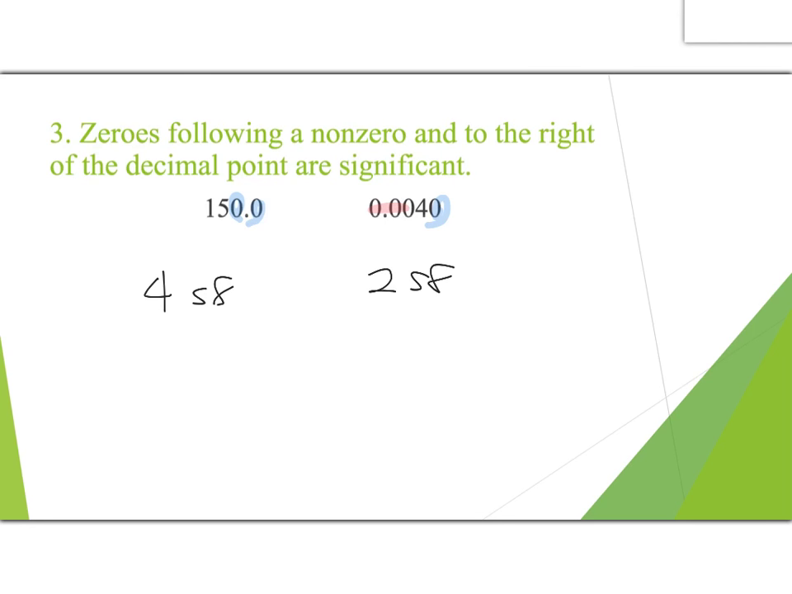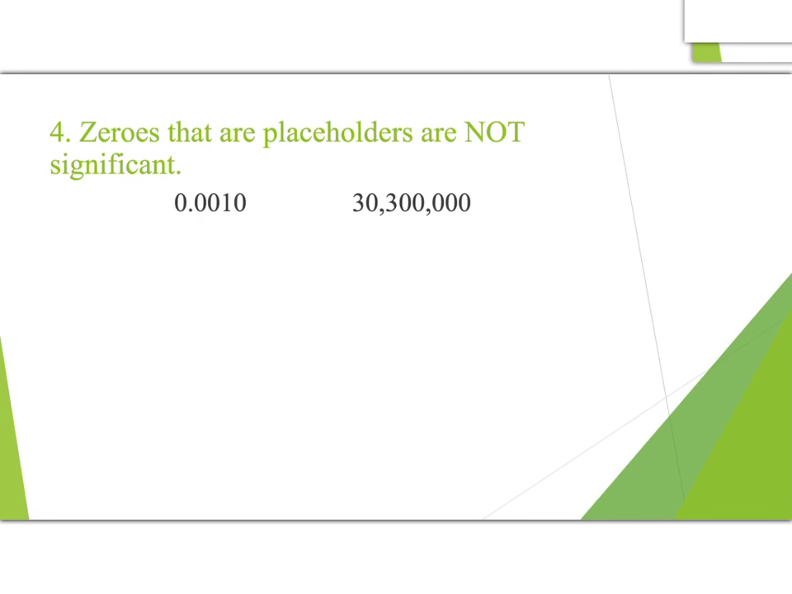The next rule, rule number 4: zeros that are placeholders are not significant. So if you look at this first number, this 0 is significant. However, these zeros are just placeholders, and so they are not significant. They give value to the number, but it is not considered a significant figure. So this number has 2 significant figures.